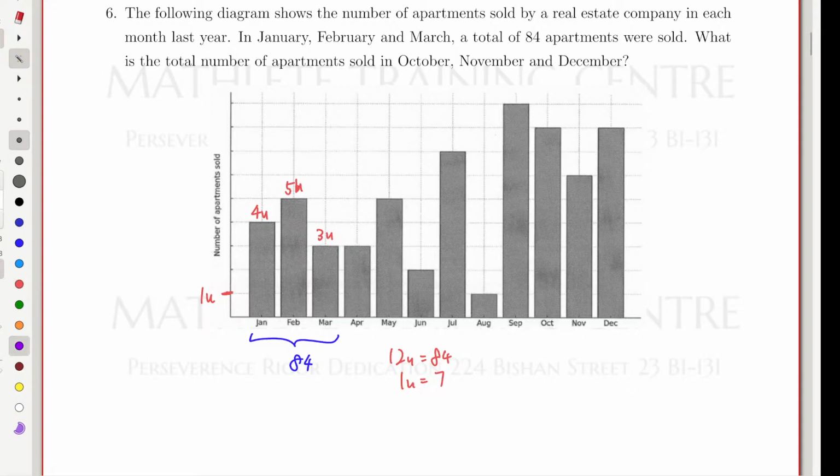Now let's take a look at October, November, and December. October, this level here, if you draw all the way to the left, is this point, which is actually 8 units. And then same thing for December, that will be 8 units. And for November, it will be 6 units. So together, across these 3 months, it will be 8 plus 8 plus 6, which is 22 units. That will be equal to 22 times 7, 154.